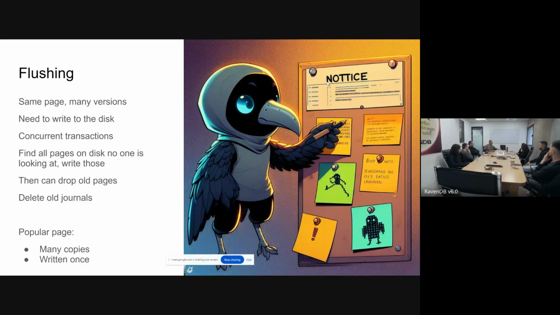Questions so far? Okay. Yeah. What about this file, this scratch page? The scratch file, the scratch pages, yes.